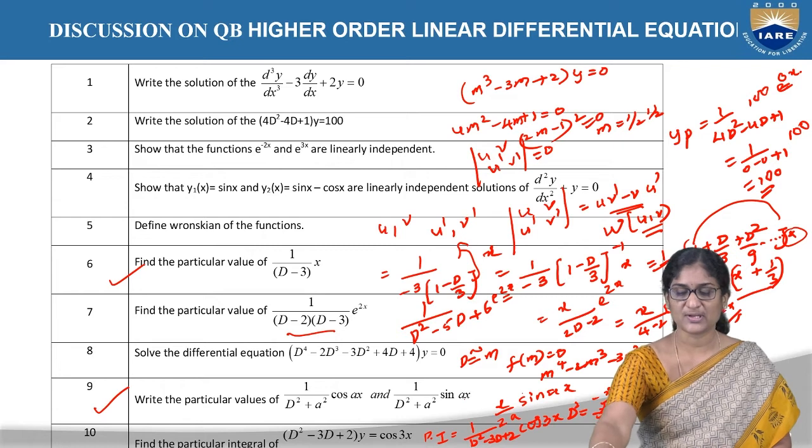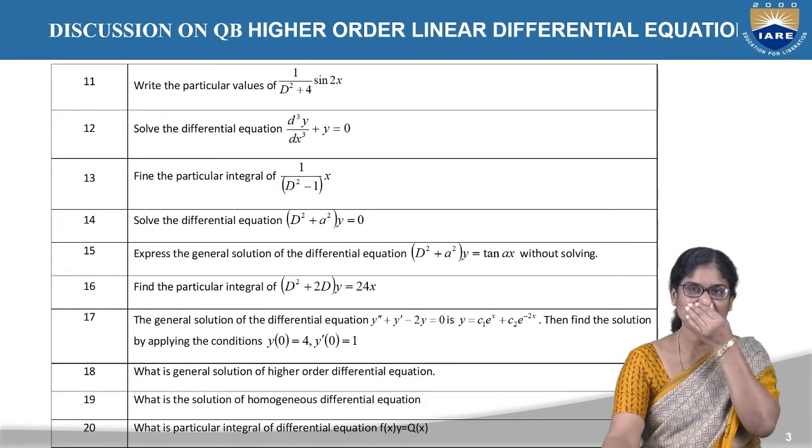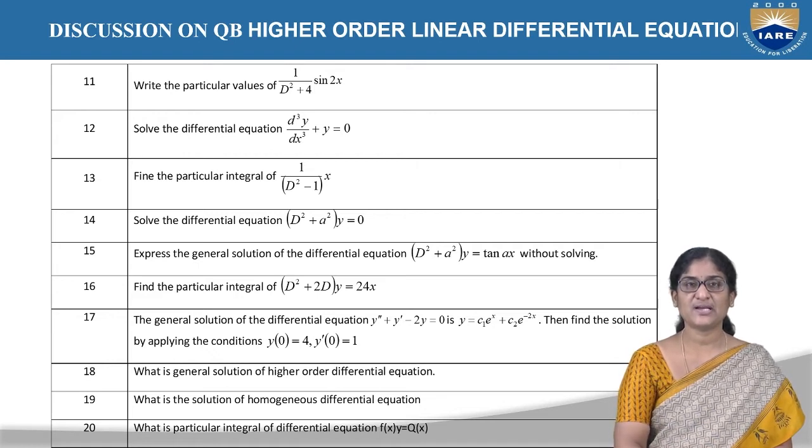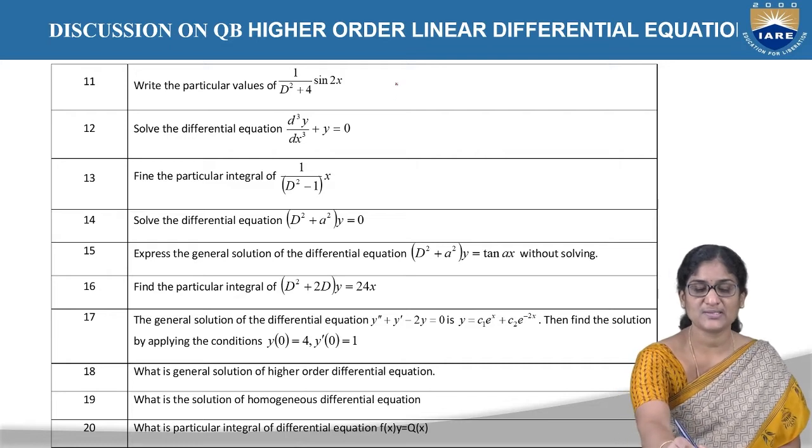Going to the next question, the 11th question. Write the particular value of 1 by (d square plus 4) sin 2x. We all know, just now we have referred that 1 by (d square plus a square) sin ax can be written as minus x by 2a cos ax. So in that case, here a is nothing but 2.